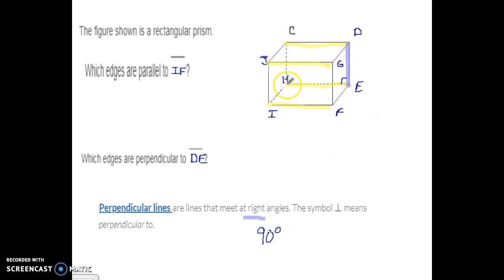So notice that HE is going to form a right angle. We also, if you kind of look sideways here, that EF is also going to form a right angle. So that's at the bottom. And then if we look at the top with DE, we can see that this segment, CD, is going to form a right angle, as well as this segment, GD, is also going to form a right angle right here.